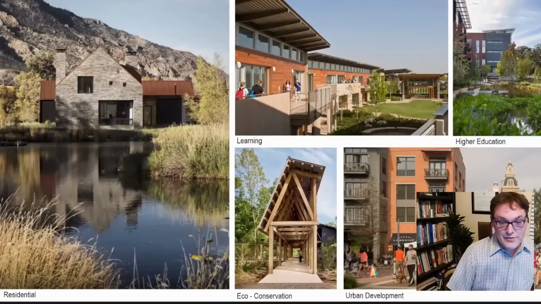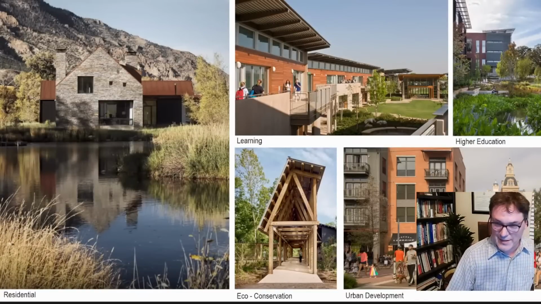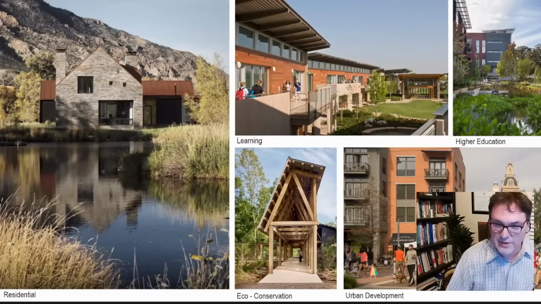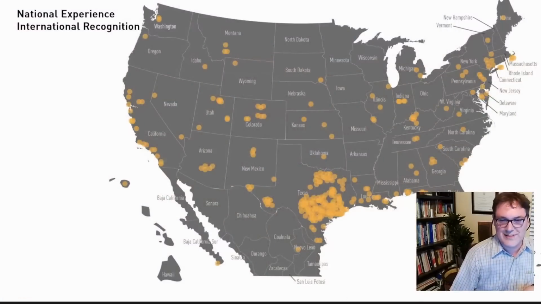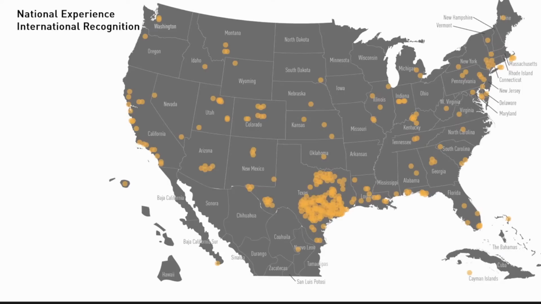And we have 5 studios: residential, which we're going to be mainly talking about today, but also learning, higher education, eco-conservation, and urban development. In higher education, we have projects at Cornell and UPenn, and do work all over the country, as this next slide shows. About half of our work is regional, and the other half is national. A few international projects, but not too many.